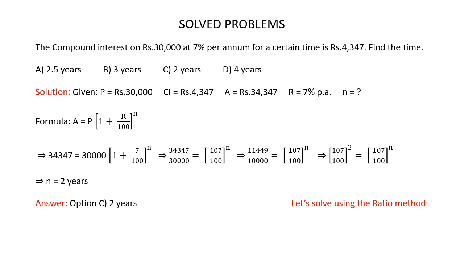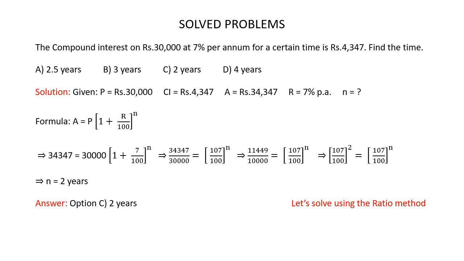Now when we shift 30,000 to the left hand side, we get 34,347 divided by 30,000. Now here 100 multiplied by 1 is 100 plus 7 is 107. So you have (107 by 100) raised to the power n. Now since you have (107 by 100) raised to the power n, it would be easier to find the value of n if this fraction is either a square or cube of 107 by 100.